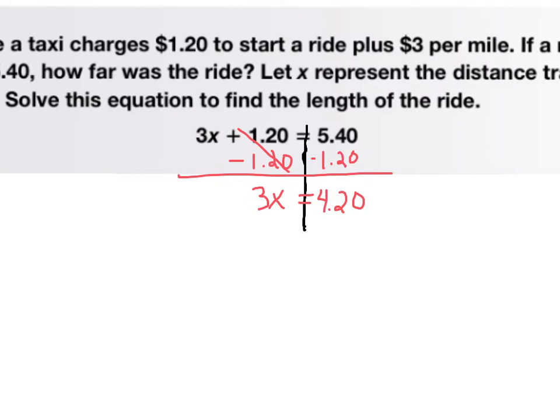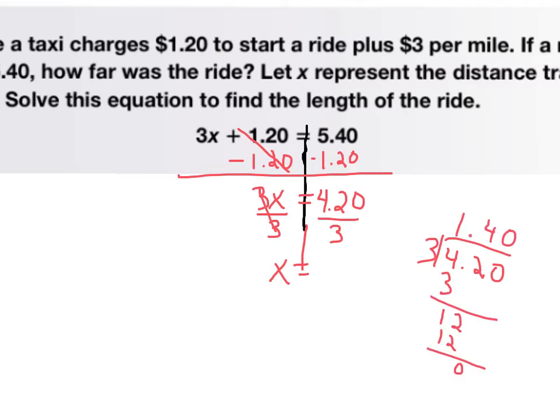Now I still need to isolate the variable by dividing by 3. So the opposite of multiplying by 3 is dividing by 3. Whatever I do to one side, remember I have to do to the other, so I'm going to divide by 3. So x is equal to 4.20 divided by 3, and my answer is $1.40, or 1.4 miles. So x is the distance, so it's not $1.40, it's 1.4 miles. So that would be the answer to my equation.